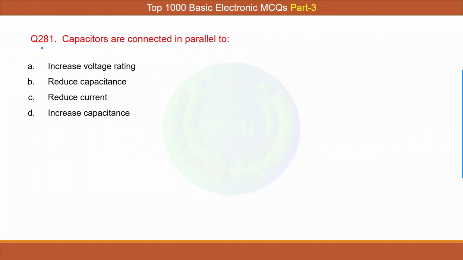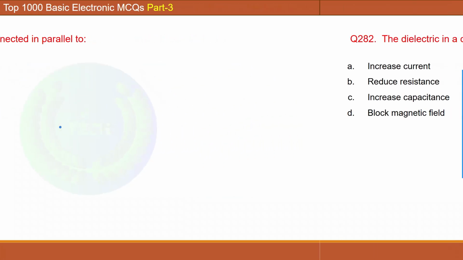Next question, question number 281. Capacitors are connected in parallel to option A increase voltage rating, option B reduce capacitance, option C reduce current, option D increase capacitance. The answer is option D increase capacitance.